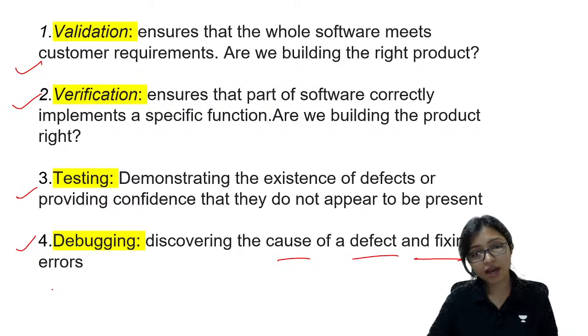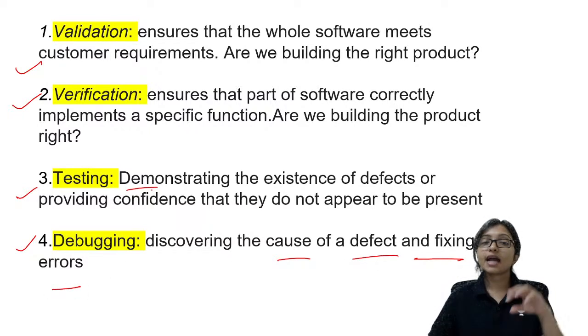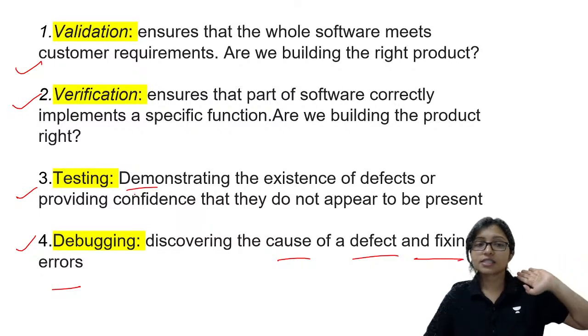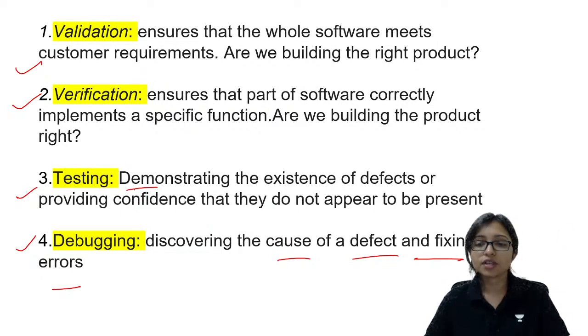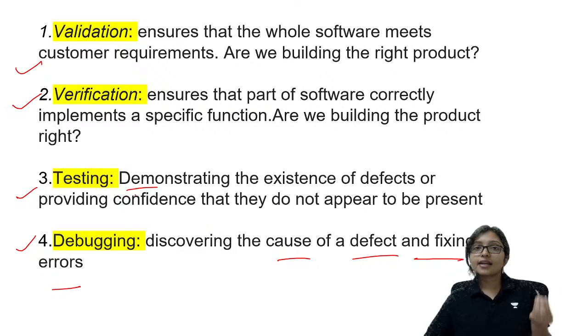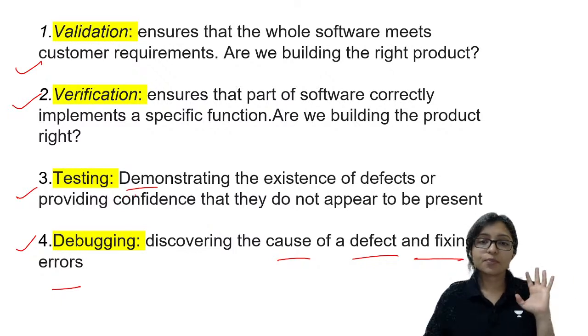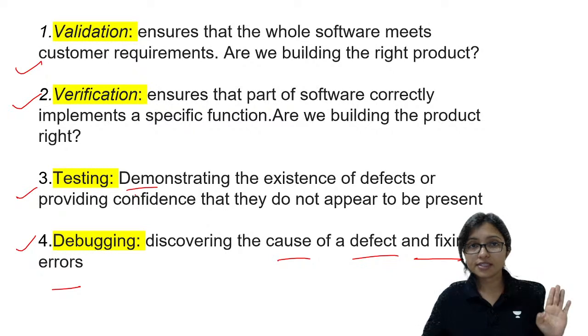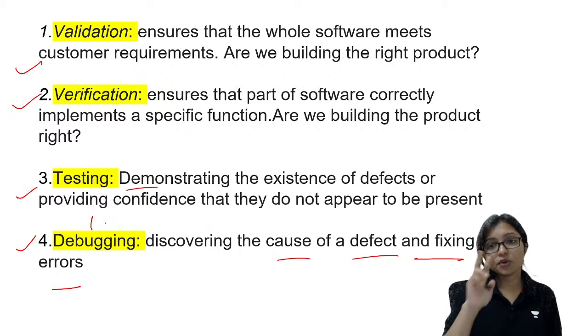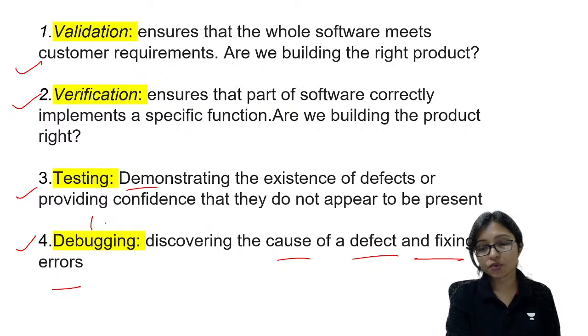That is called debugging. Testing is done by the tester. If there is no problem, the tester will show that there is no problem and you can deliver it to the customer. If there is a problem, the tester will raise a ticket, raise the bug, saying there is a problem. They will not fix it. That is the difference between debugging and testing. These two terminologies are very important in software engineering.